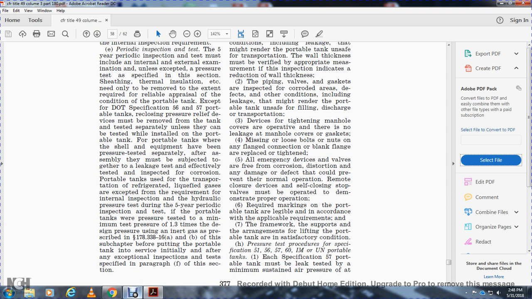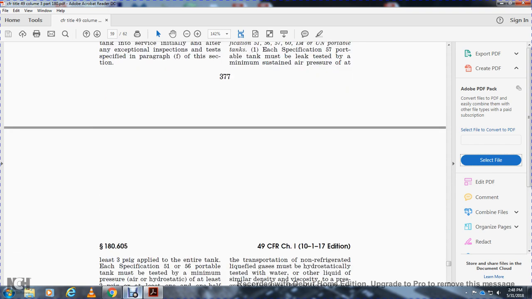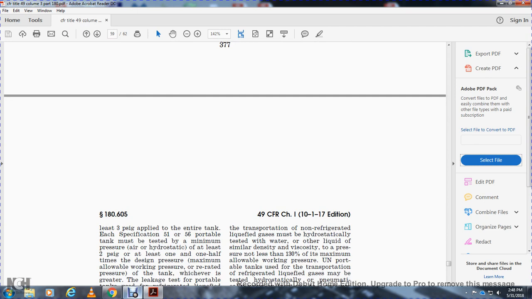Pressure testing procedure for specification 51, 56, 57, 60, and IM portable tanks. Each specification 57 portable tank must be leak tested by a minimum sustained air pressure of at least 3 psi gauge for the entire tank. Each specification 51 and 56 portable tank must be tested with a minimum air pressure of 2 psi gauge for at least 1 1/2 times the design maximum.